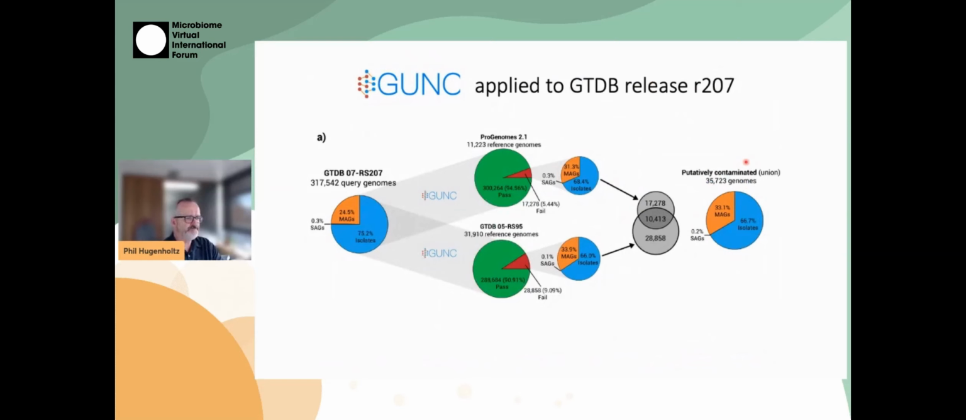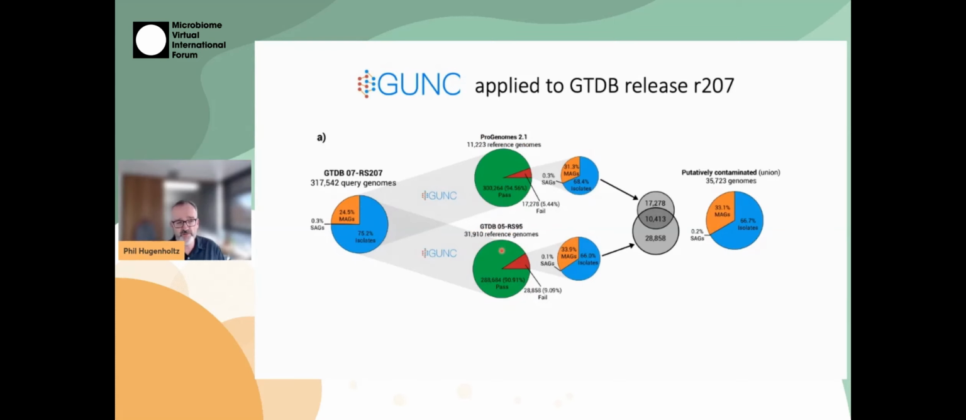So we, or I should say Aaron, applied GUNC to the latest release of GTDB, R207, which contains about 317,000 query genomes, comprised of about 75% isolates and 25% MAGs, which surprises some people, but there's an awful lot of isolate sequencing going on out there. This proportion is slowly increasing over time. The genomes were assessed relative to two databases provided by GUNC, the in-house one, the ProGenomes one, and then they've also taken an earlier release of GTDB.